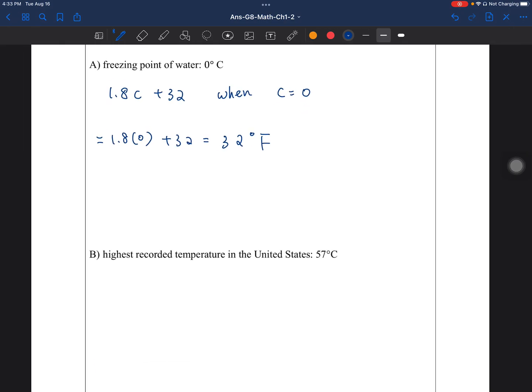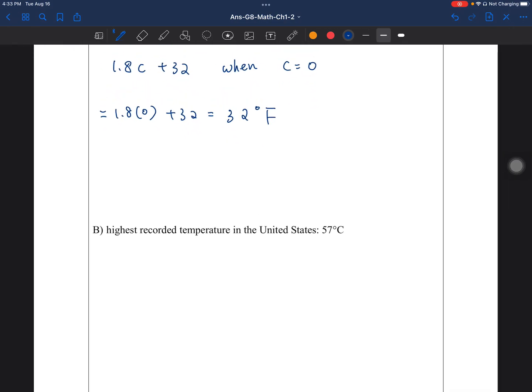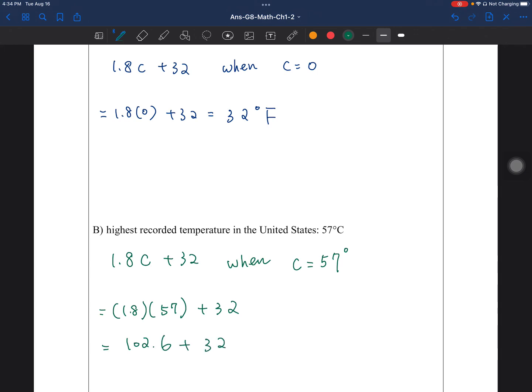And how about the highest recorded temperature in the United States? We use 1.8C plus 32 when C equals 57 degrees. So 1.8 times 57 plus 32 equals 102.6 plus 32, which is 134.6 degrees Fahrenheit.